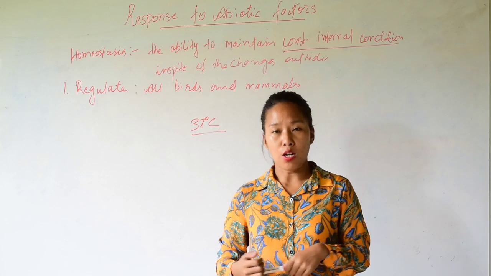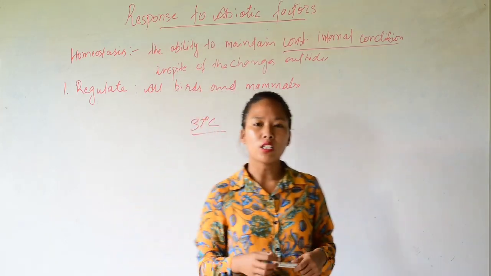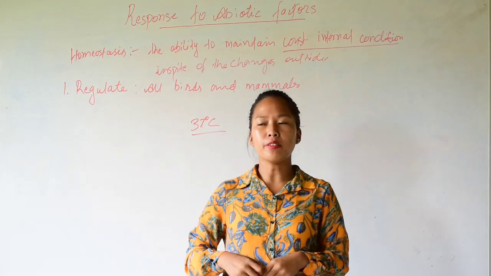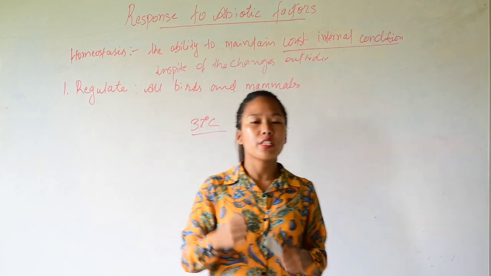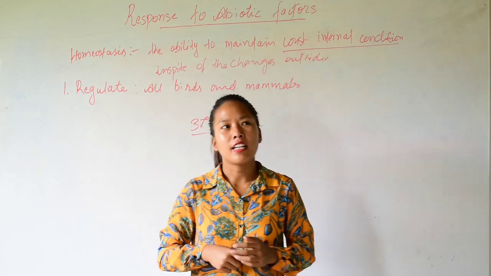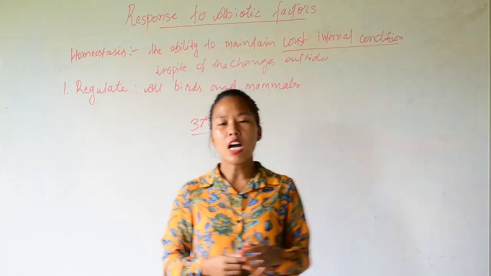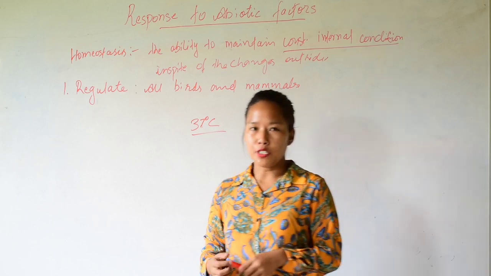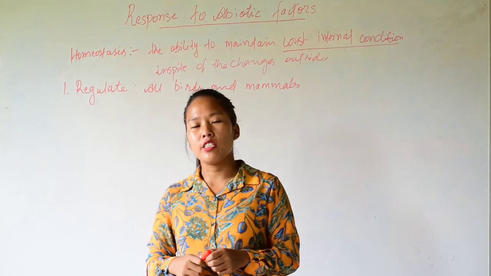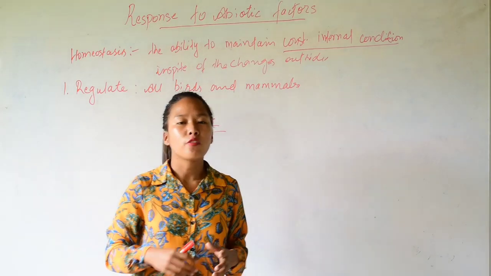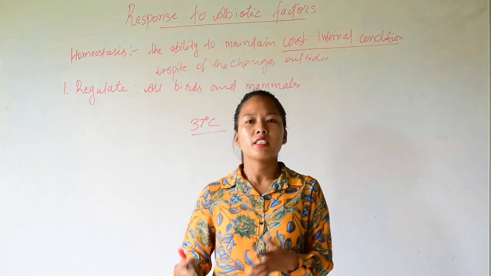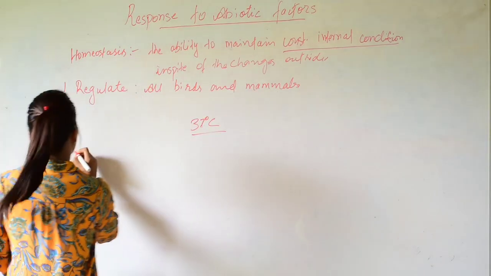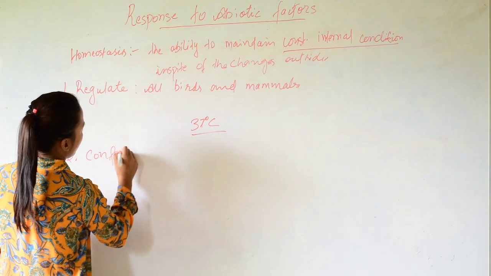body temperature down. And when it is very cold outside, and the temperature outside is lower than our body temperature, we shiver, which is a kind of exercise, and that raises our body temperature. So that is how we humans regulate and maintain a constant internal body temperature. But there are so many organisms which are not able to regulate their constant internal body condition. So in the next part, we will discuss conformers.